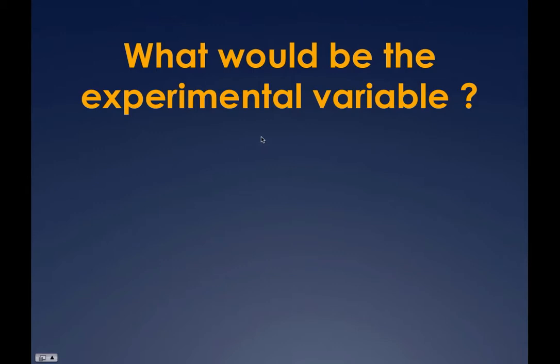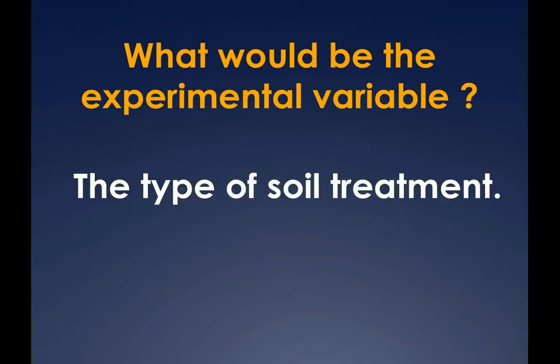So I could ask you, which I am here, what would be the experimental variable? Remember, the experimental variable is the one variable that you're actually testing. In this case, since the title of the experiment, if you will, was which works better, cow manure or commercial fertilizer, the type of soil treatment would be the experimental variable.